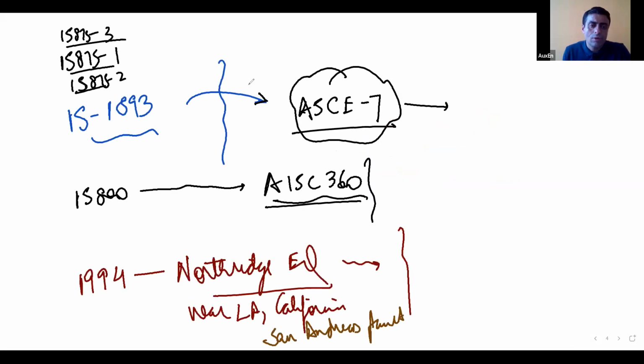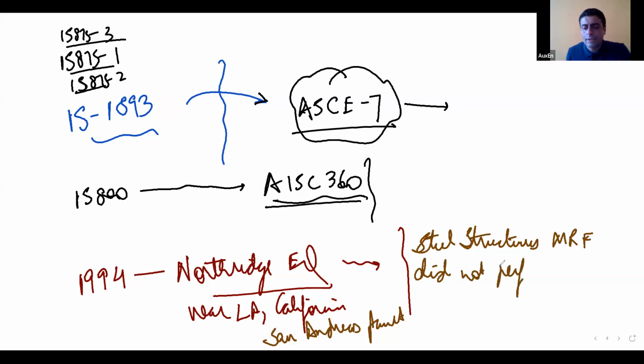The 1994 Northridge earthquake led to a lot of changes being made, especially to steel structures, because they observed that the steel structures, especially the moment resisting frame systems, did not perform as per expectation. Okay, do you understand?